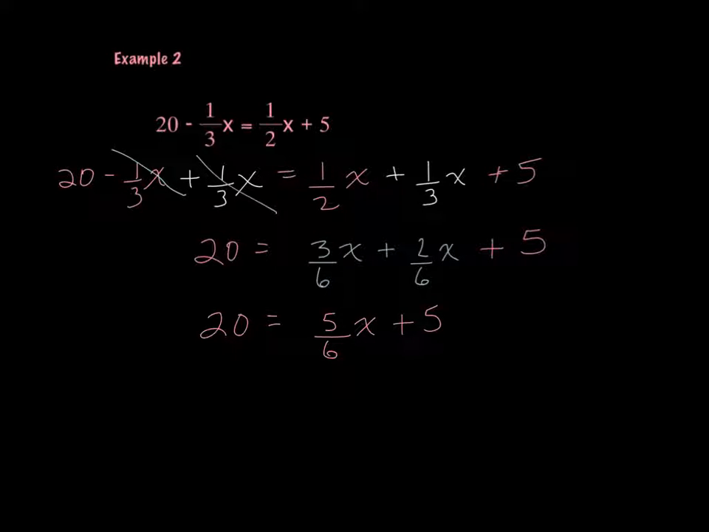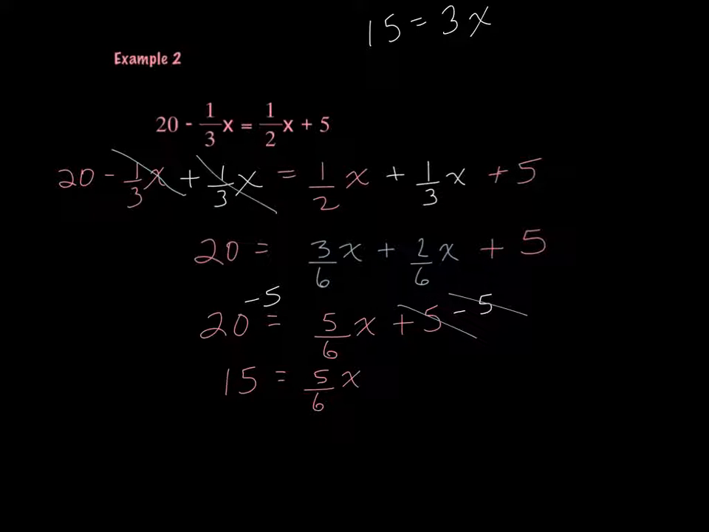And now we continue getting x by itself. It's a little gross looking there, but we'll just subtract 5 from both sides. And on the left, it'll leave us with 15. On the right, those two cancel one another out, so it just leaves us with 5 over 6x. Now, at this point, let's just say that was 15 equals 3x, right? What would your step be? Well, it would be to divide both sides by 3. And so we're going to approach it the same way here.